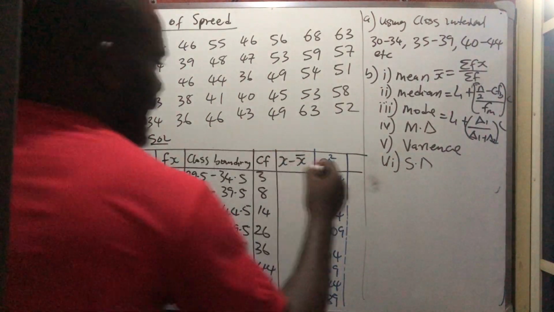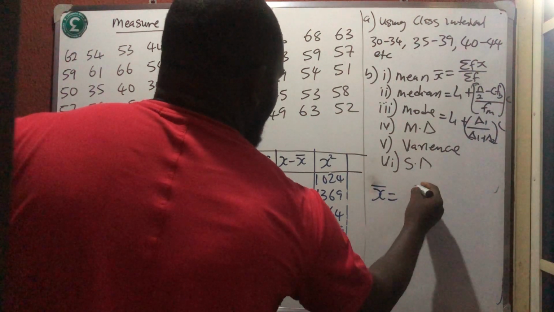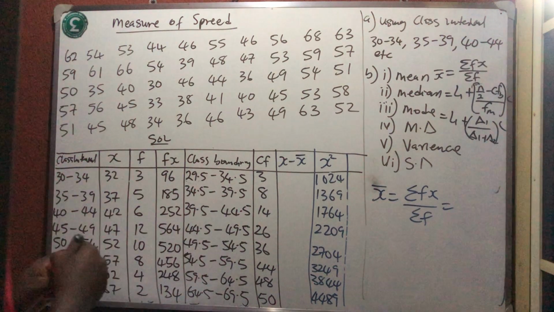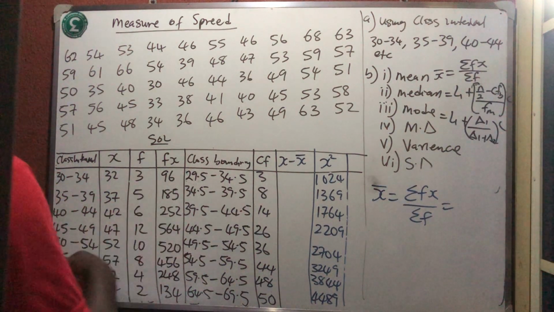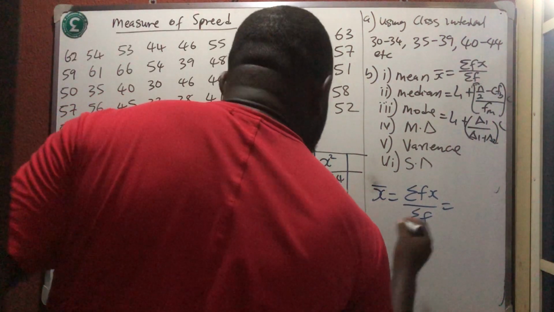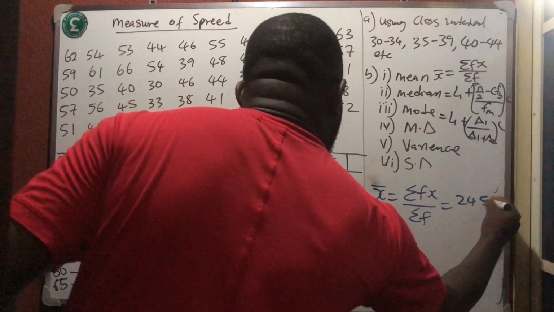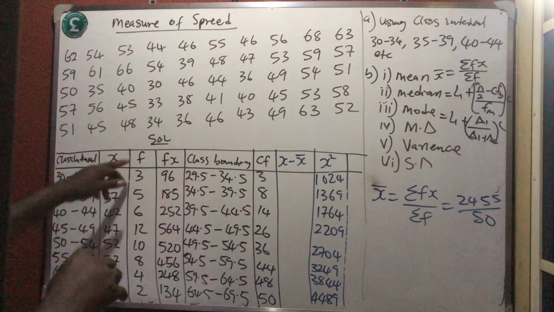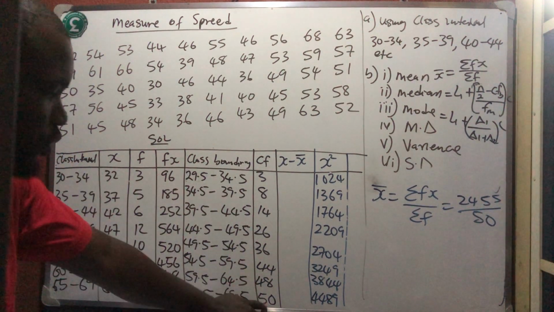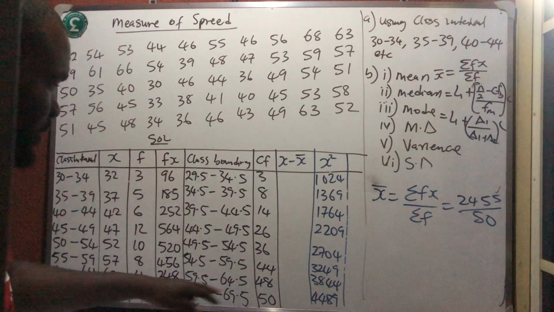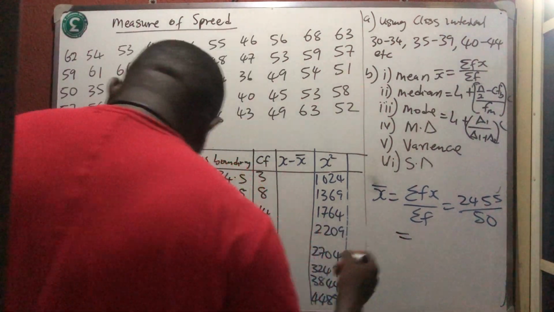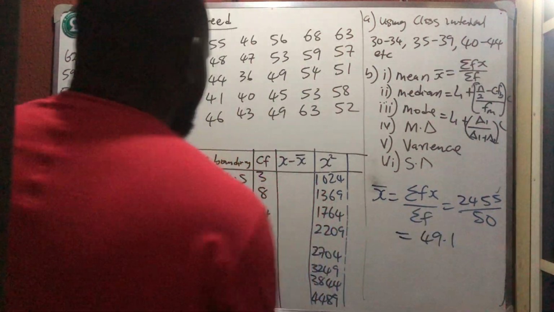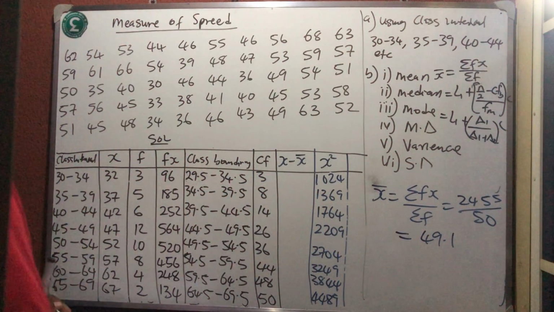So we need the mean x bar. x bar, which is my mean, is equal to summation fx all over summation f. So summation fx means add all these fx. If you add it, you're going to get 2455 divided by 50, since they already told us they are 50 in number. Or you add the frequency, you must get 50, or you look at the last cumulative frequency, which is the total, 50. So my answer gave me 49.1.